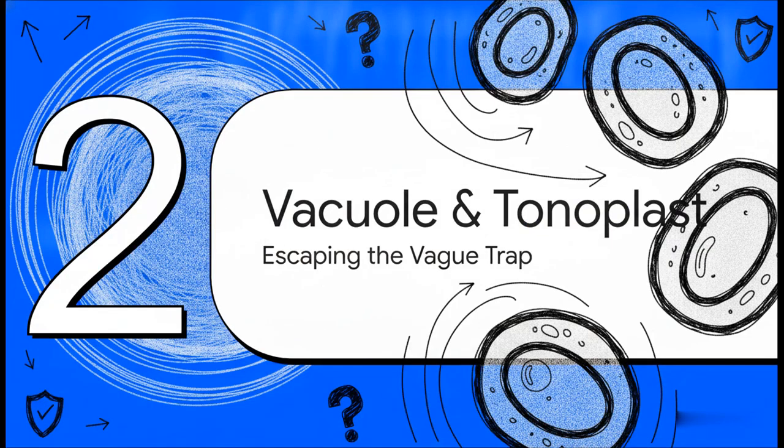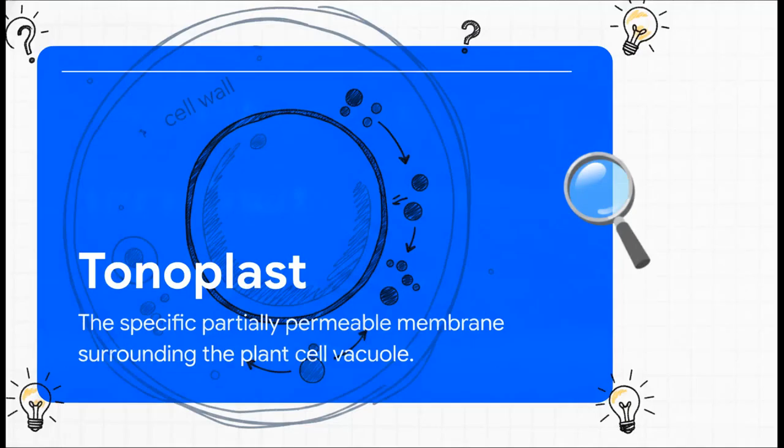Section 2. The plant vacuole and tonoplast. Escaping the vague trap. Right, now that we've got the ER down, let's tackle another major mark earner where ordinary revision honestly tends to fail us. The large, permanent plant vacuole. And we have to start with precision.